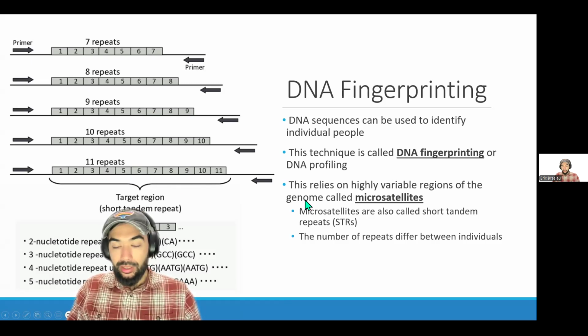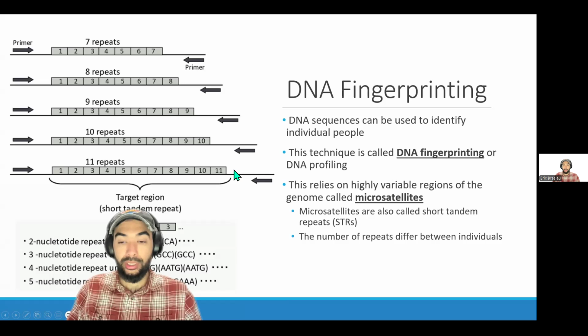Because of that, if we take a sample of a crime scene and take samples of a suspect and compare their microsatellite repeats at certain loci, if we see a match, it's very likely that that suspect or that individual is a match to the DNA present at the crime scene.